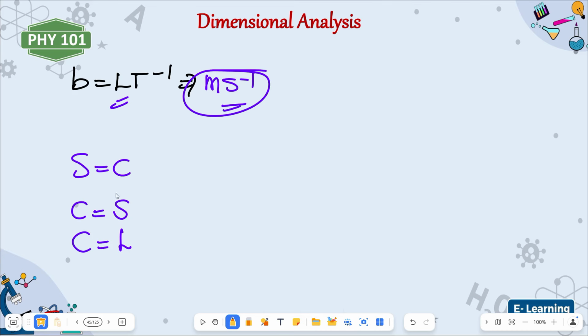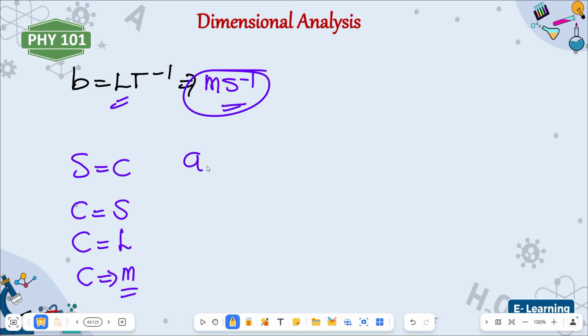L. Dimension for distance is L. You have to be very careful with this. x is equal to c. We make c the subject of the formula because that's what we are looking for. So c is equal to x. c will now be equal to dimension for x. x is distance. Dimension for x is what? L. And c would be equal to, what is the unit for length? It's meter. So this is the answer to this question.